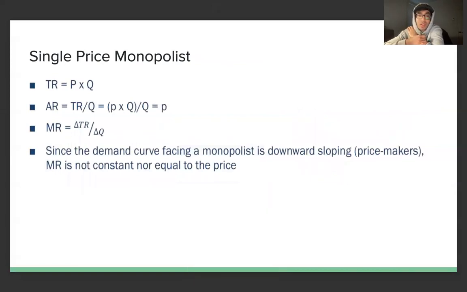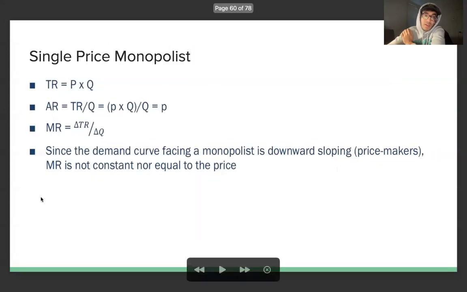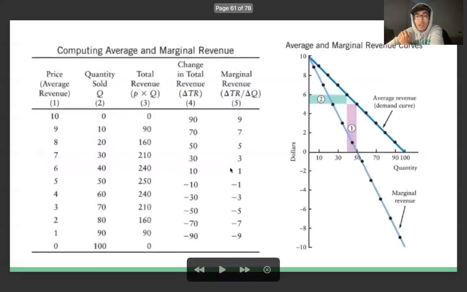Okay, so now we start looking into monopolies. And unlike perfect competition, where the firm was just the price taker, so the demand curve was flat, here the demand curve would be downward sloping because the monopolist is the price maker, right? There's only one monopolist, and the monopolist can dictate whatever price it wants. So here, the marginal revenue would not be constant, and it would actually be below the demand curve.